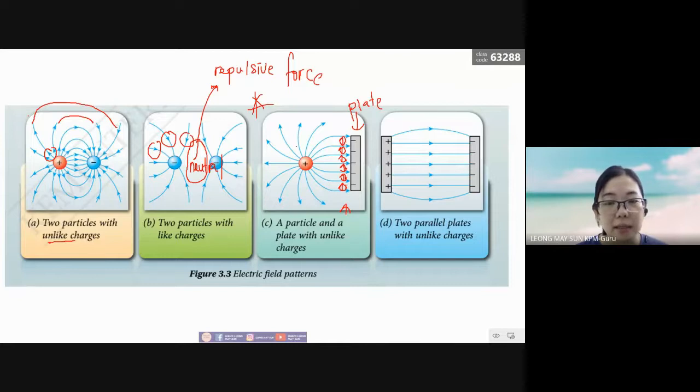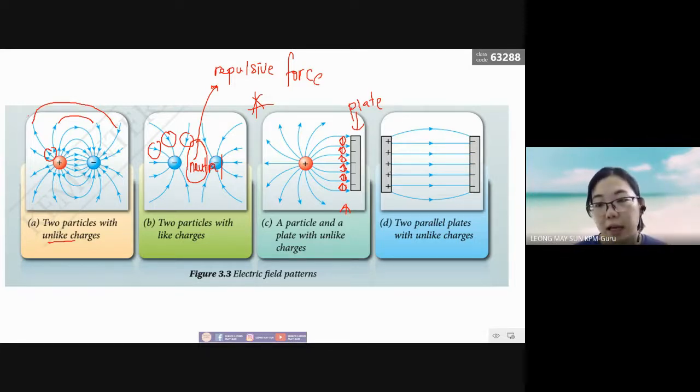All we look at is the positive charge. It has to have arrows coming out from all directions. And then for the negative charge plate, the arrows going in must be at equal distance. Okay, I hope until here you guys are all right.